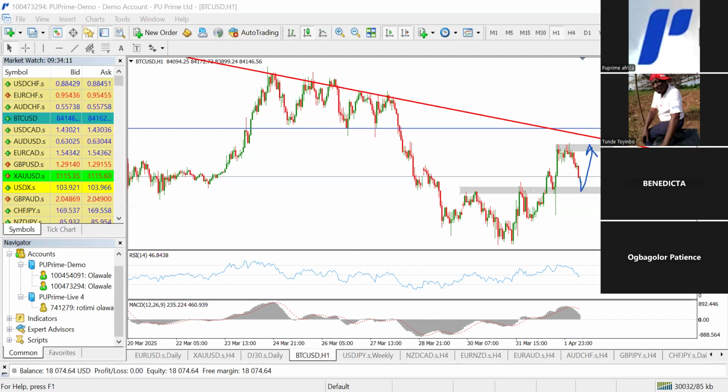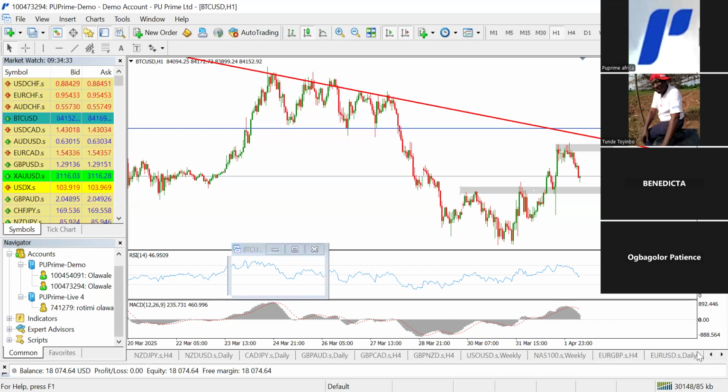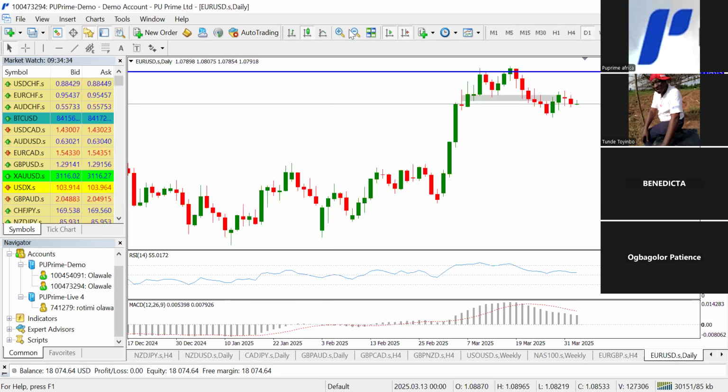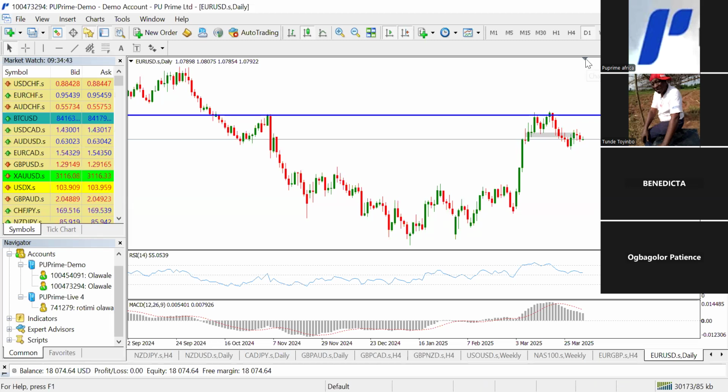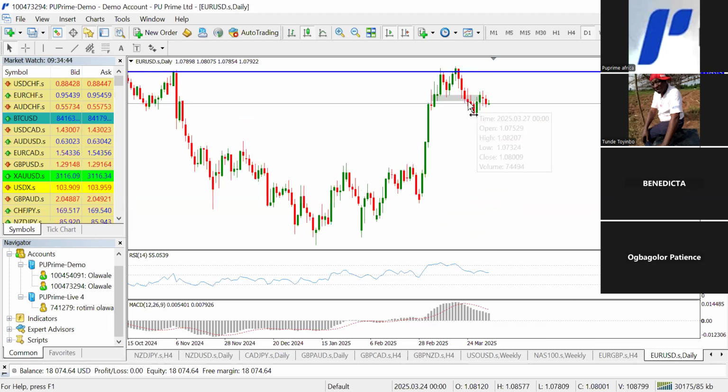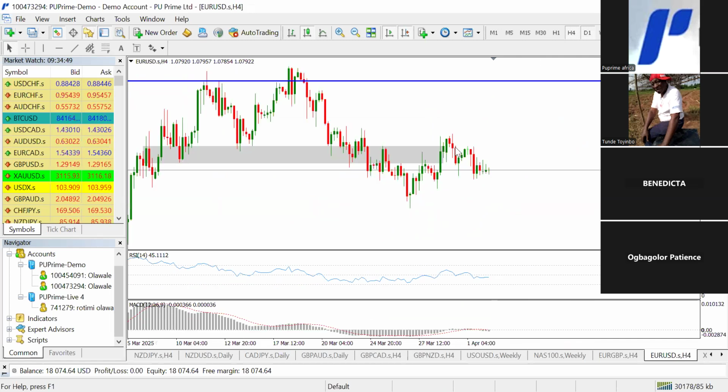And I'll check the Euro USD. Euro USD has not really been stable in the last couple of days. It's been more of ranging, and I will not advise to trade with a lot of confidence. I'm not seeing anything clear around it. So, that's about the Euro USD.